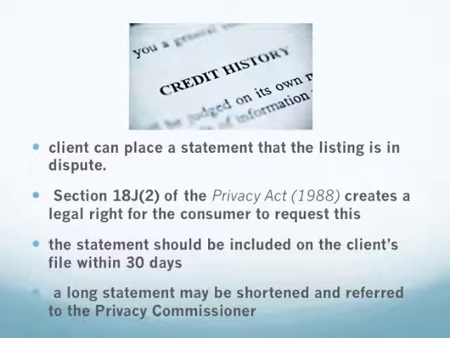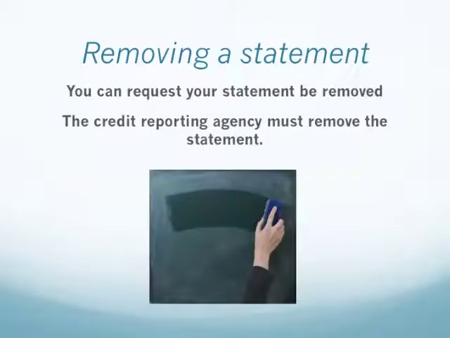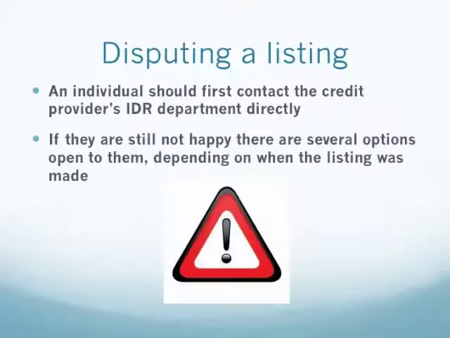The credit reporting agency must take reasonable steps to have the statement included on the debtor's credit file within 30 days. However, if the credit reporting agency considers the statement to be unduly long, the credit agency may, within 30 days of the request, refer the statement to the Privacy Commissioner with a shortened version of the statement. Removing a statement. Where an individual has requested their statement to be removed from their credit file, the credit reporting agency must remove the statement.